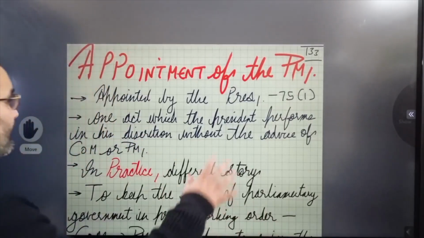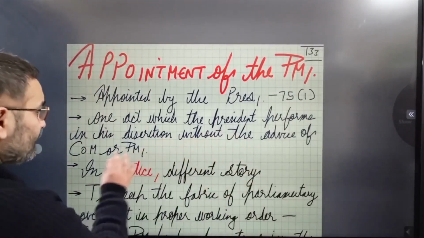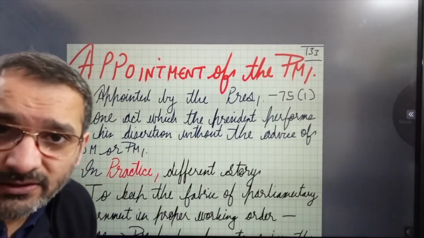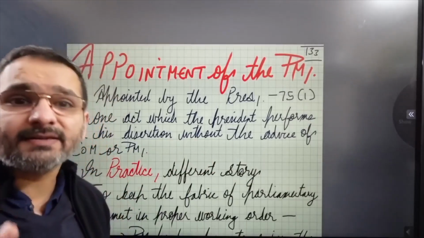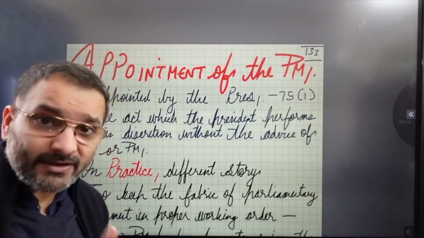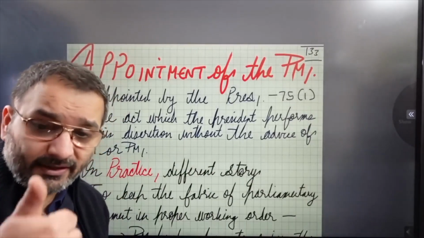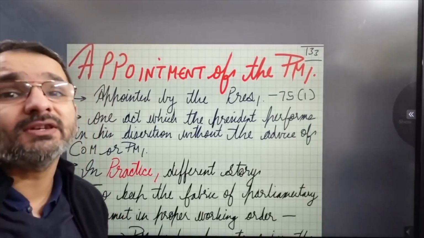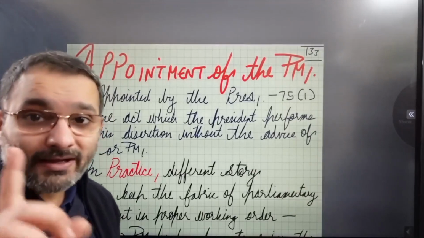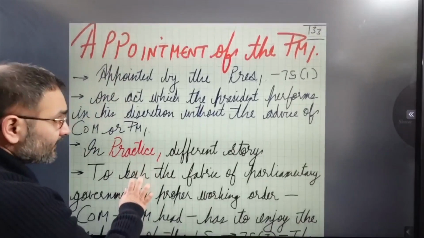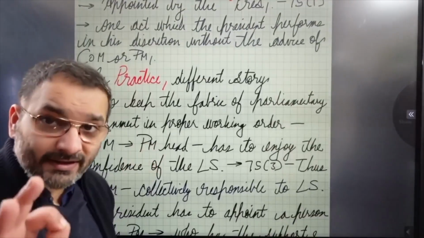So appointed by the President, one act which the President performs in his discretion without the advice of the COM or PM. Note this down. So the appointment of the Prime Minister, he doesn't take any advice from the COM. Usually the President is bound by the advice of the COM, as we have already discussed, correct? But in this case, this is pretty much, you can say, one of the only functions in which no advice is tendered to him, in theory. Alright. Now in practice, it's a different story altogether. Okay, so write this language down, right?